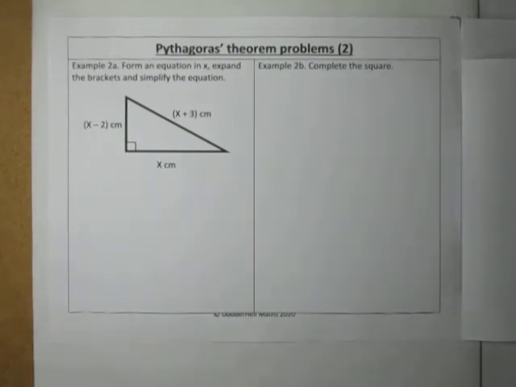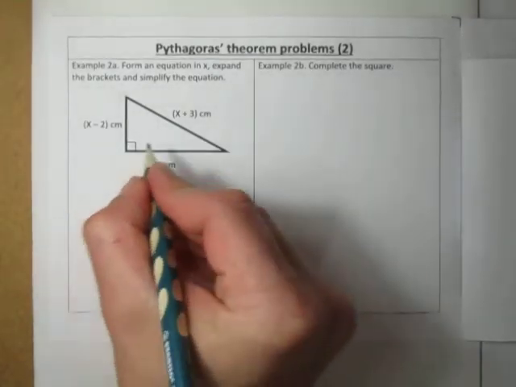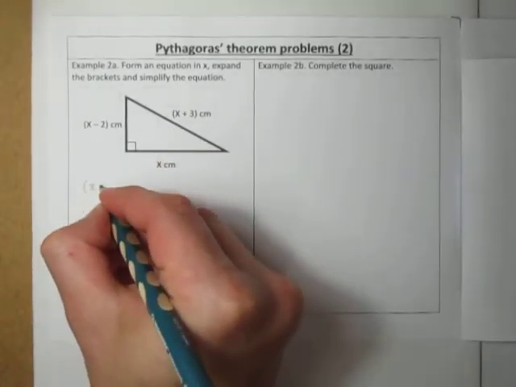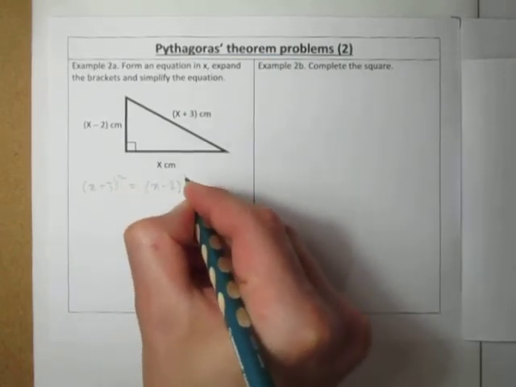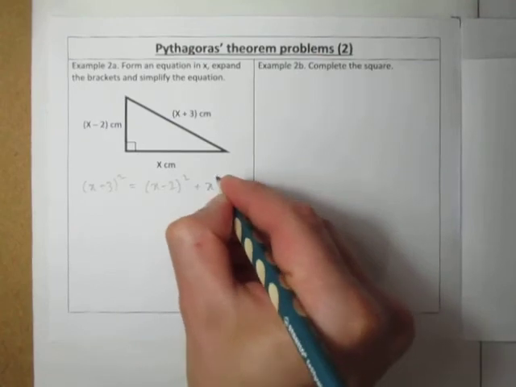Again, form an equation in x, expand the brackets and simplify the equation. That's what we need to do initially. So we will start out using the same technique we've done before. We're going to say that x plus 3 squared must be equal to x minus 2 all squared, add x squared.